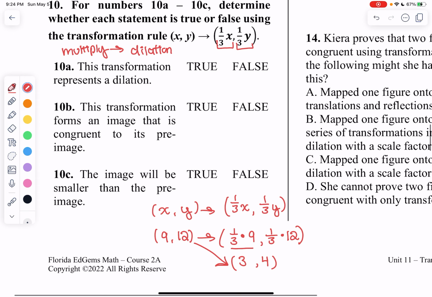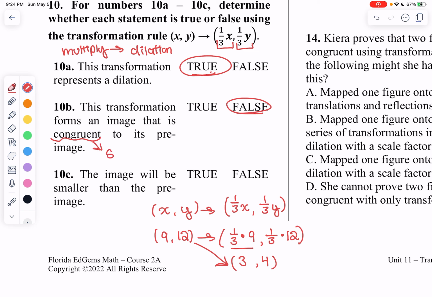Okay, so 10a says this transformation represents a dilation. This is true because we are multiplying our x and y values. B says this transformation forms an image that is congruent to its pre-image. Congruent, I hope we know, is same. Congruent means same shape and same size. That is not what we have here, okay? If we use the word similar, that would be true.